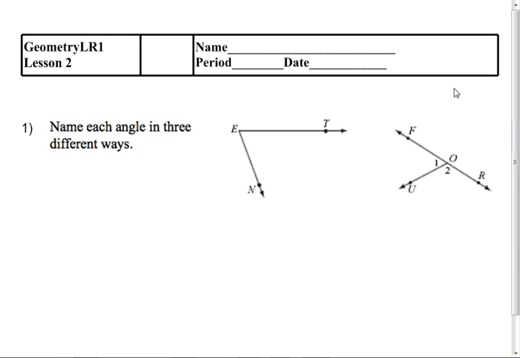There's the easy way. Give me one. TEN. There's another one. NET. I think you probably want to stay with the white packet, to tell you the truth. And angle E. I like that. How about the other one?